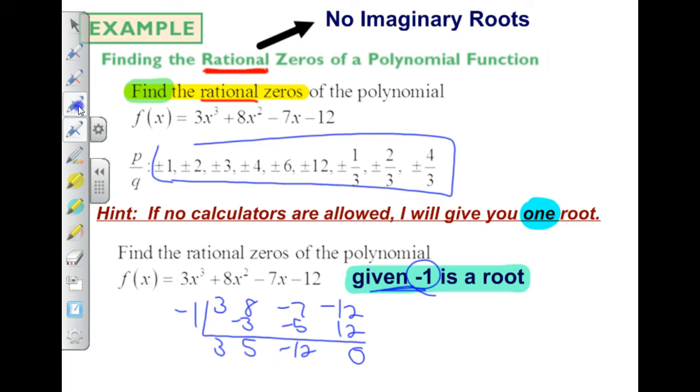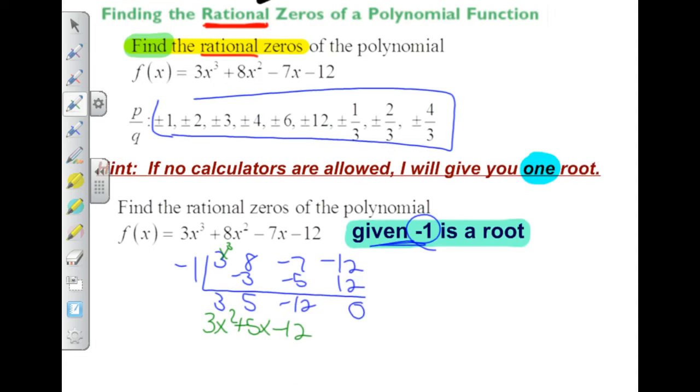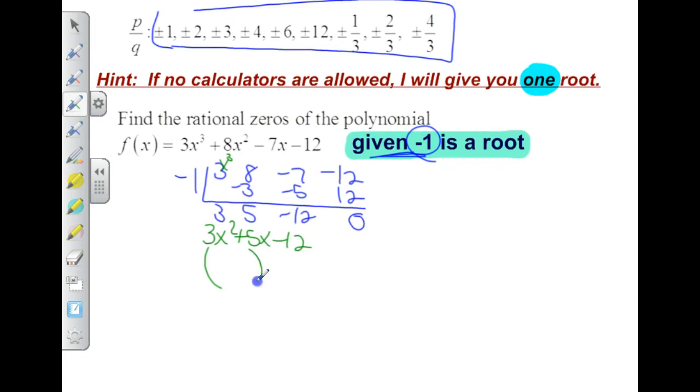Well, what does this mean? It means that this was an x cubed, and I'm left with 3x squared plus 5x minus 12. And you're left with the task of trying to find factors that remain. And if you can't, you have to do the quadratic formula. So I'm going to look for factors of 3 and 12 that differ by 5. 2, 6, 3, and 4 that differ by 5. And I think I found them. Here they are. 9 and 4.